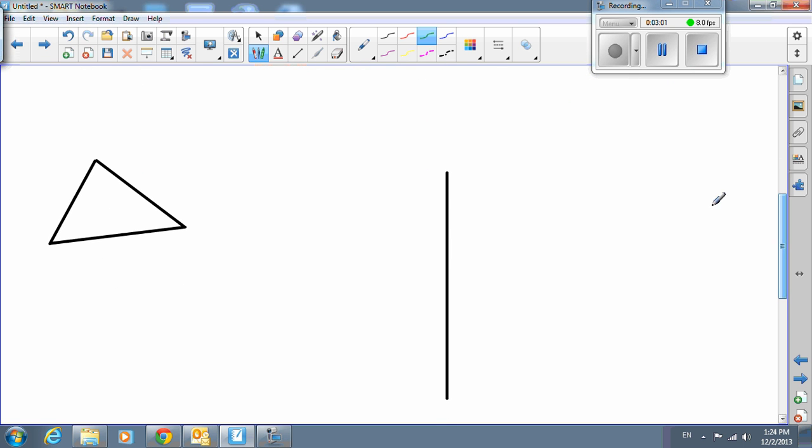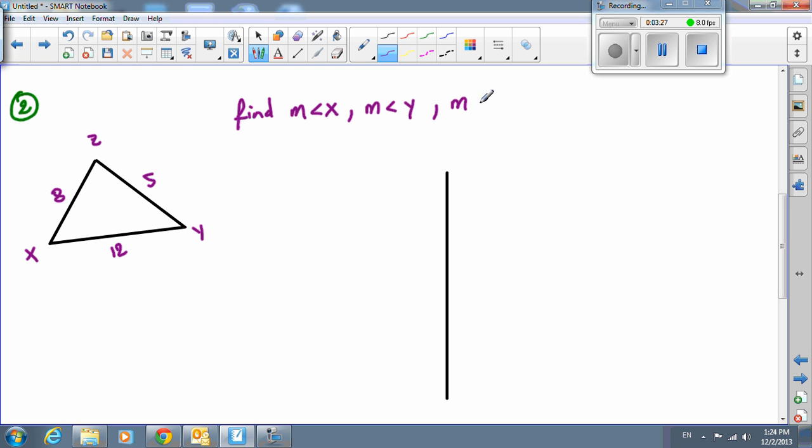All right, here's a different example. That's my example 2. This time, I will give you a triangle XYZ, and in my triangle XYZ, I need this to be 8, 5, and 12. My goal here is to find the measure of angle X, the measure of angle Y, and the measure of angle Z. Let's start with the measure of angle X.